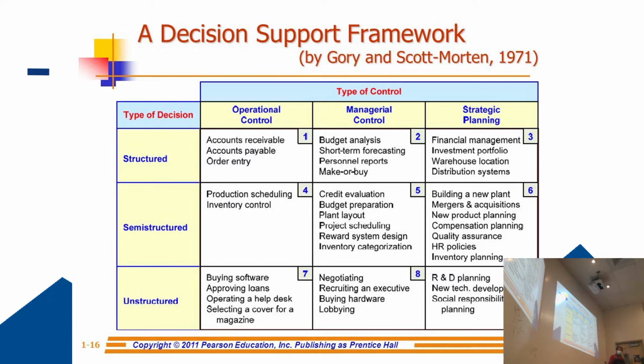All right, and you have different tasks assigned to each one. So accounts receivable, the CEO is not sitting there paying the bills manually, are they? Okay, unless it's a very small company. So that's going to be done at the operational level. Okay, stuff like budget analysis, short-term forecasting, that's going to be done at the mid-level. Okay, your mid-level managers. And then we have like investment portfolio, where you're going to put your new warehouses. That's a strategic decision, but it's pretty structured as well.